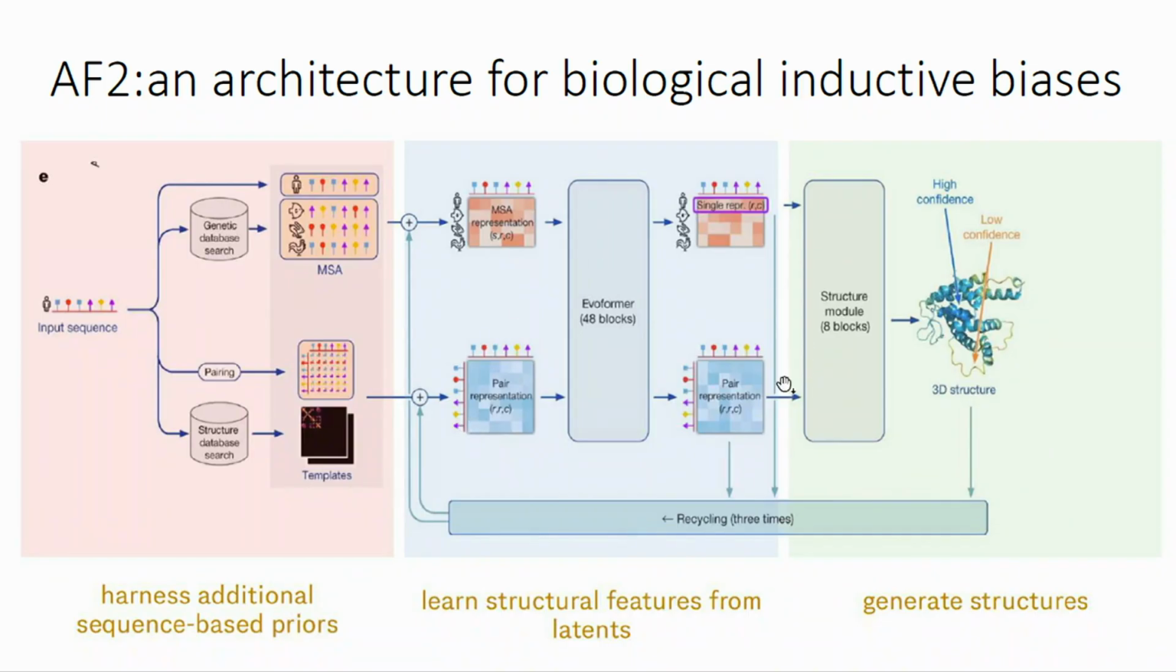So the deep learning model has two parts. The first part works only on these latent representations, including the single representation and pair representation. We call these Evoformer blocks, and there are 48 of them. You can basically consider it recycling 48 times as well. Then there's a structure module, at the core of which is the IPA, invariant point attention.